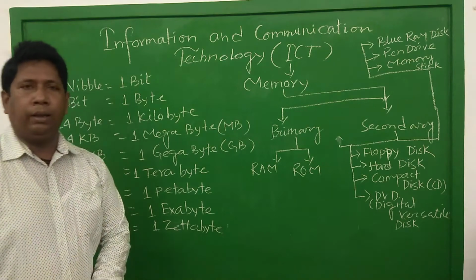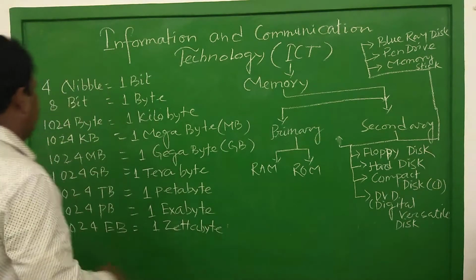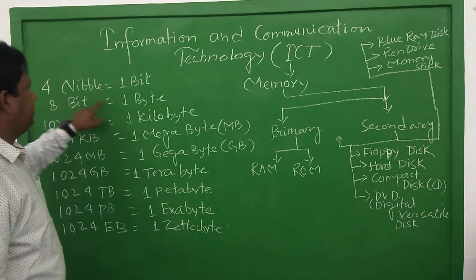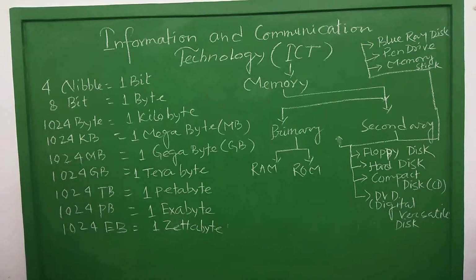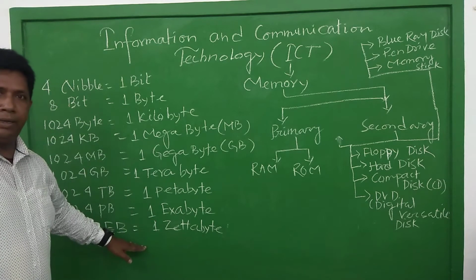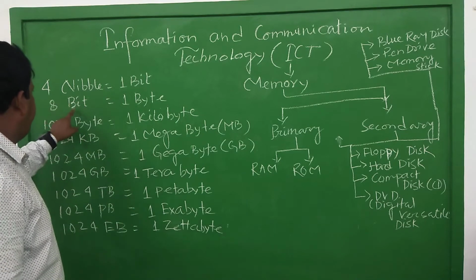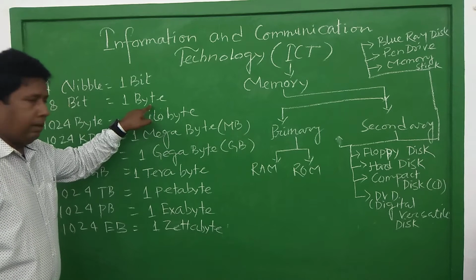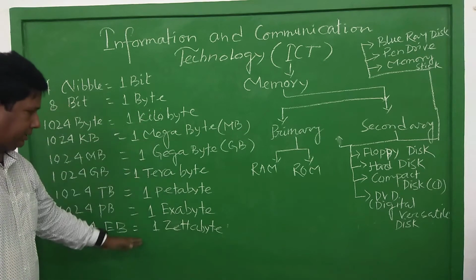You know very well, in a computer we can store data in the form of nibbles, bits and bytes. Just see the table which is available in front of you. We can find a table format with some data storage units: 4 bits equal 1 nibble, 8 bits equal 1 byte, 1024 bytes equal 1 kilobyte, like this.